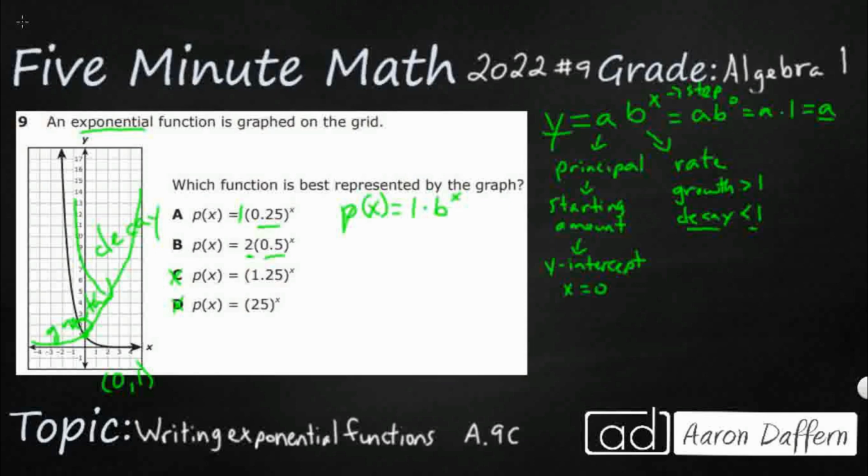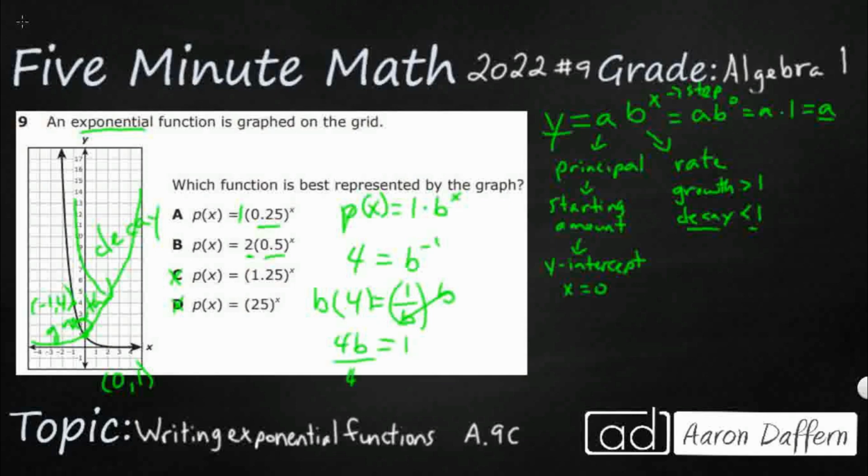Well, what we need to do is take another point here. So I see probably I've got that negative 1, 4. It's kind of hard to see some of these points. Let's go ahead and plug that in. Okay, so if my p of x equals 4, I'm going to just delete that 1 because it's not really there. It's b to the negative 1. Okay, so 4 equals 1 over b. Now I need to multiply both sides by b to get that out of the denominator. So 4b equals 1.